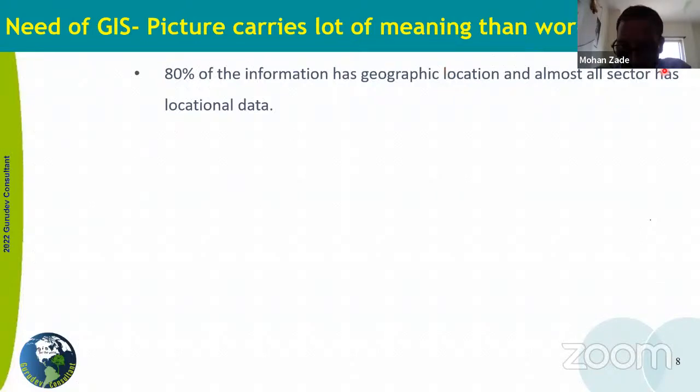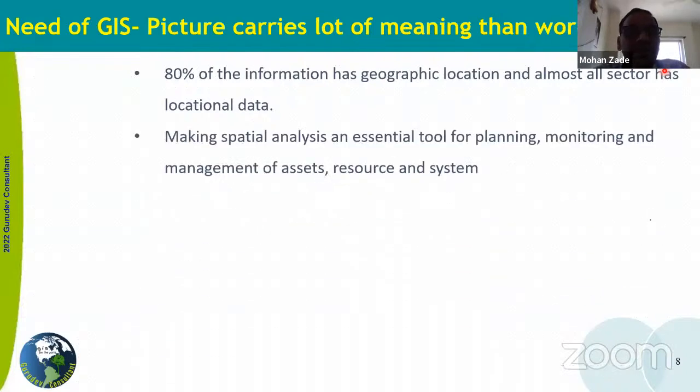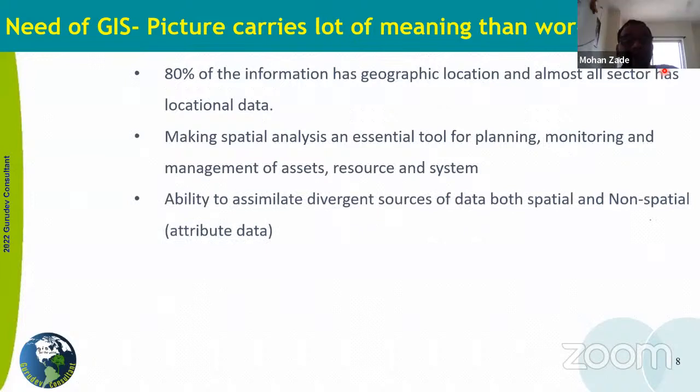locational data. So if you see the information of today, 80% of data has some kind of geographical location or geo tag or geo coordinates, and this helps us in displaying and analyzing the data, making spatial analysis, and makes it easy for planning and monitoring and management of assets as well as resources and systems. You can assimilate different sources of data. Earlier, those facilities were not available in the GIS.